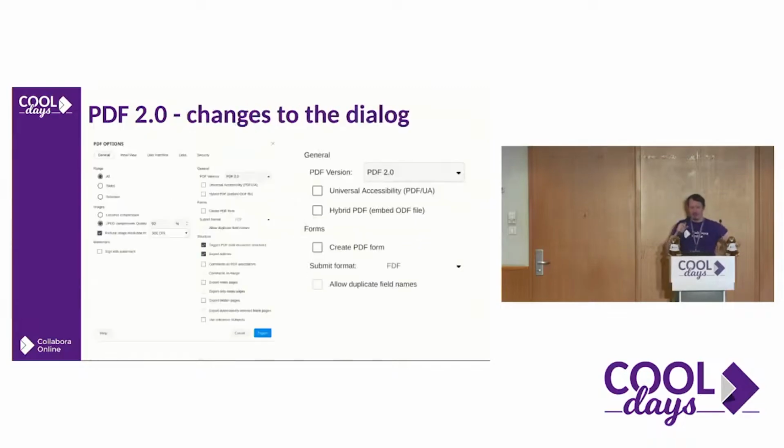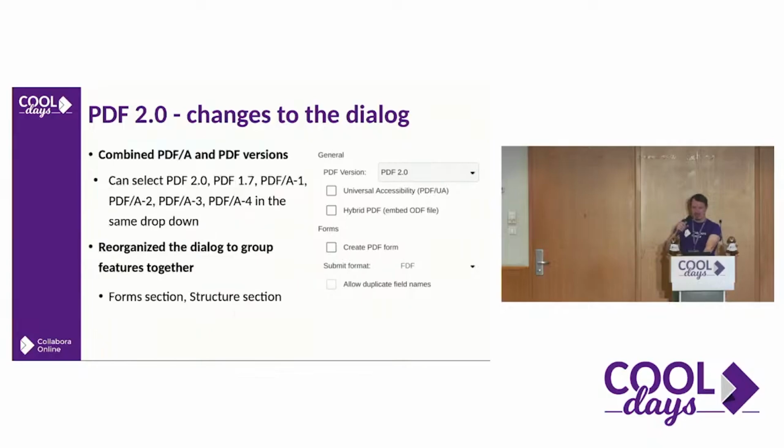So these are the changes to the dialog I did. Now there are no separate choices anymore for PDF/A or PDF versions. Now you just say what version you want. You get 2.0, 1.7, or PDF/A-1 to 4, and you just select which one. And I also did a little bit of reorganization of this dialog, so it's more logical.